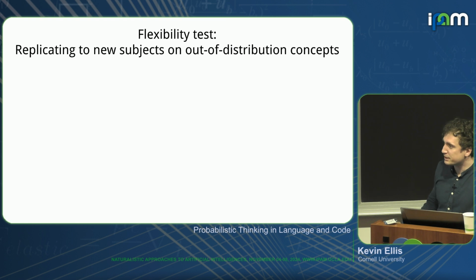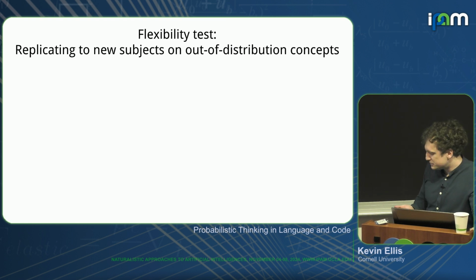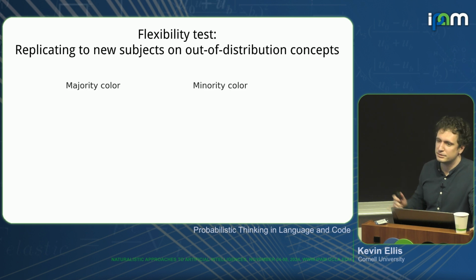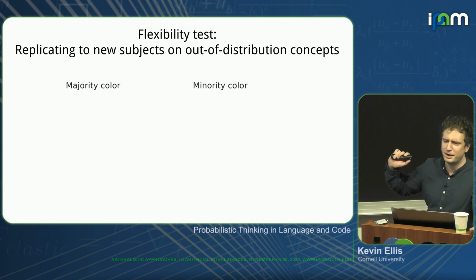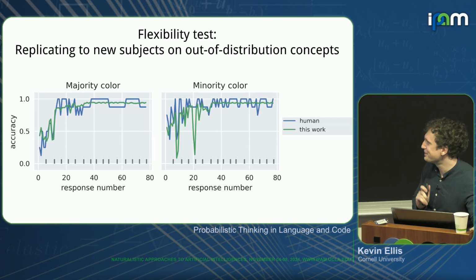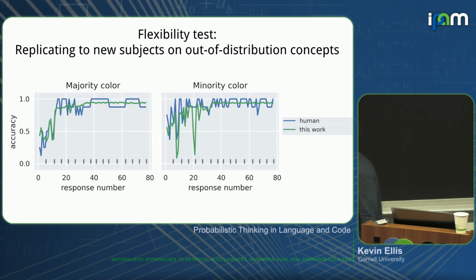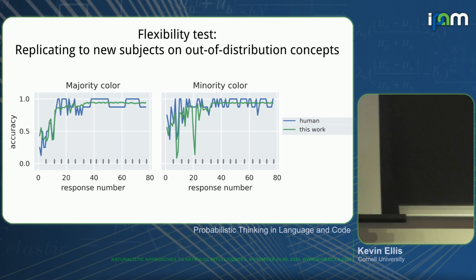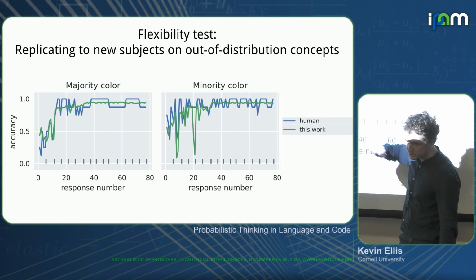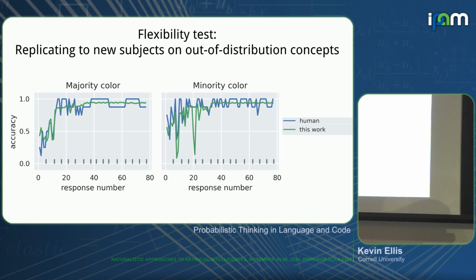So we also want to be flexible, both efficient and flexible. To do that, we ran some new subjects on the concept that you saw earlier. Again, we paid the money and rewarded them, so they did better. But they learned it. The model also learned it.